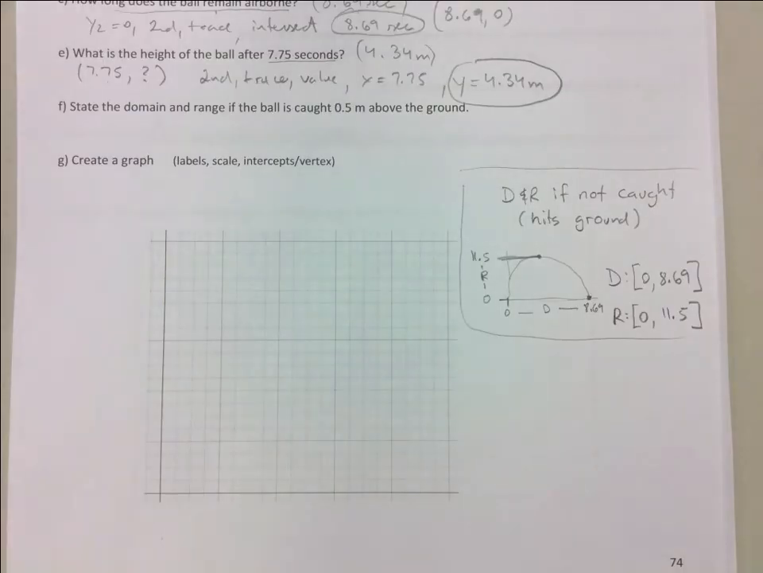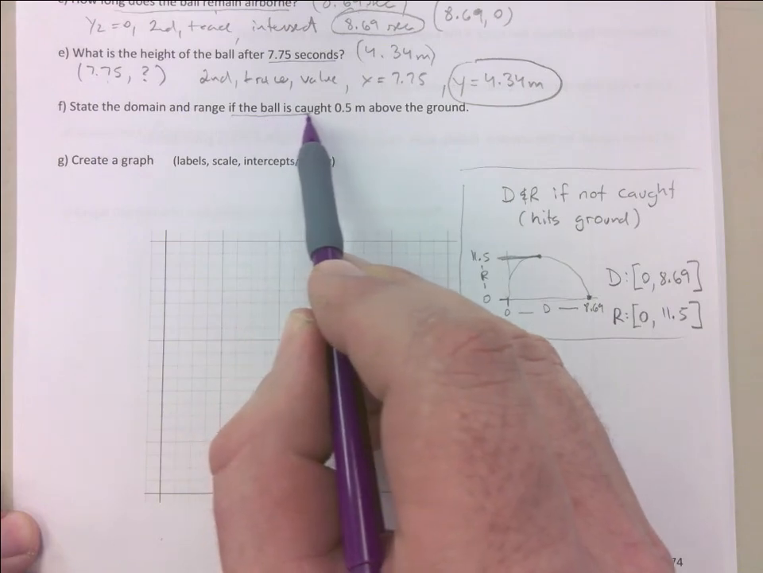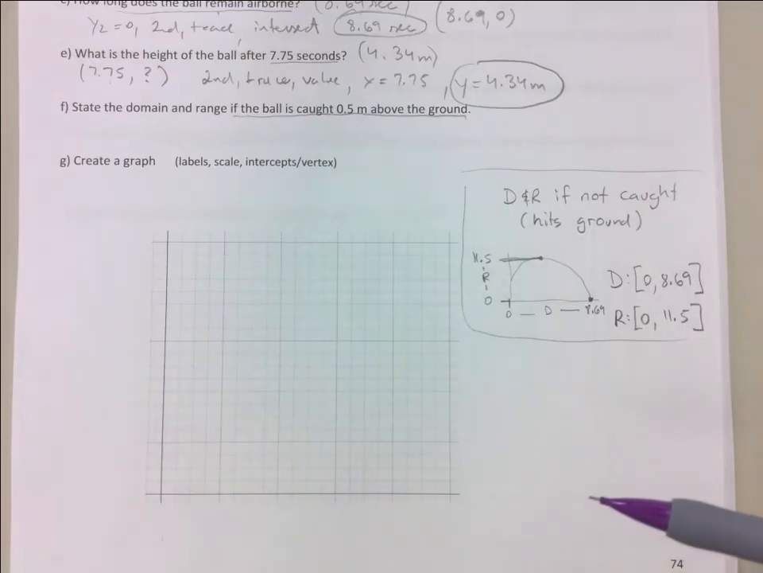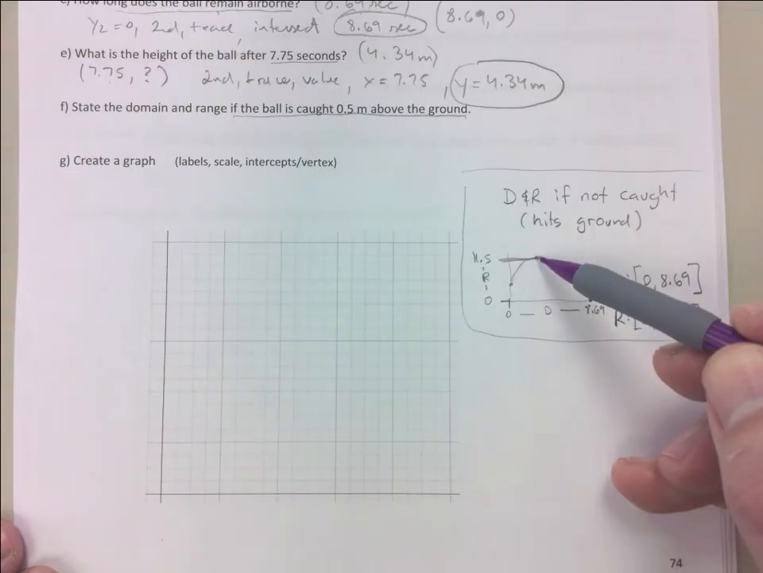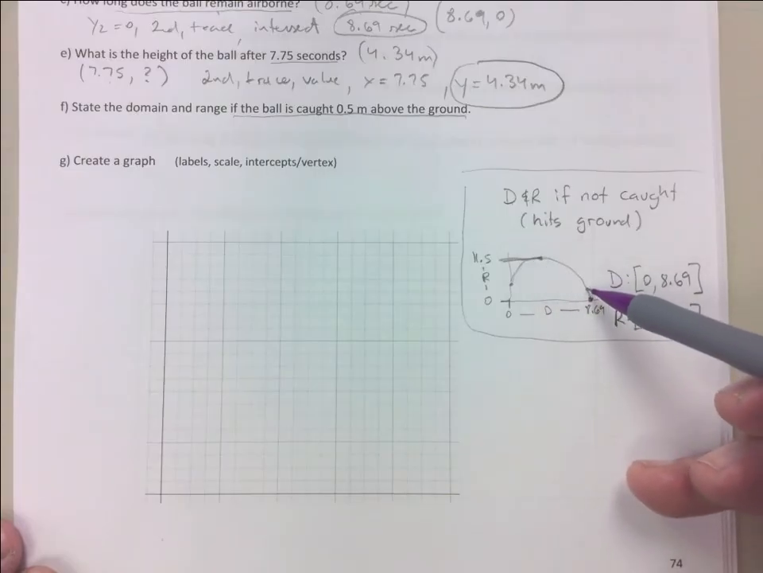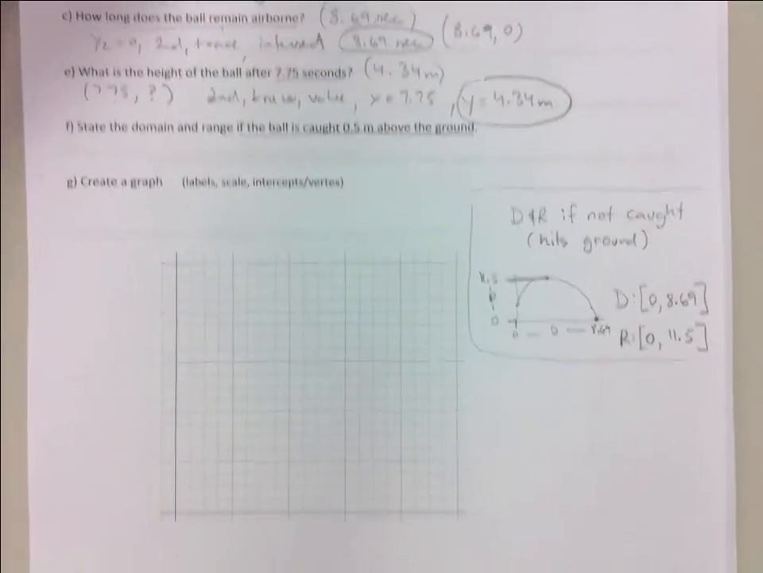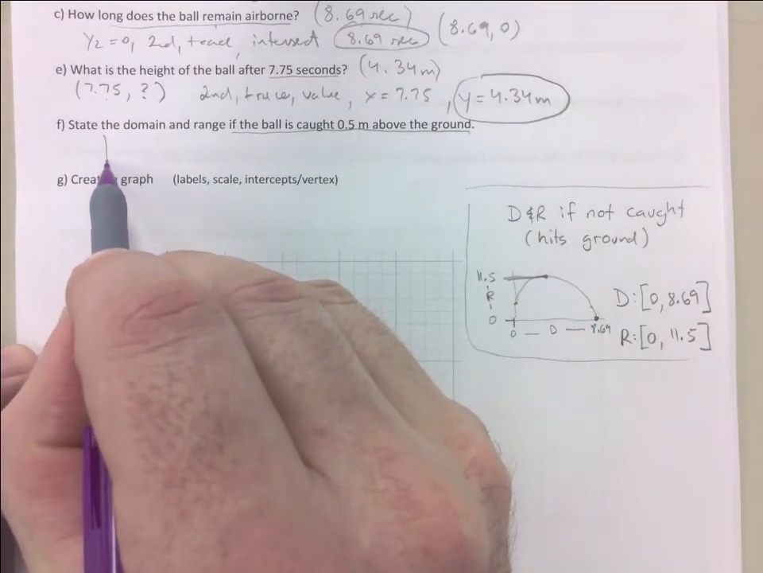And now I'm adding the layer to it. What if the ball is caught half a meter above ground? Meaning, pay attention to this part, right? You're going to start here, it's going to go up, and it doesn't hit the ground, it stops somewhere here. Okay, it's somewhere above the ground. So let's sketch that scenario. It's so tight there. I really apologize for that. But let's try to make this work.